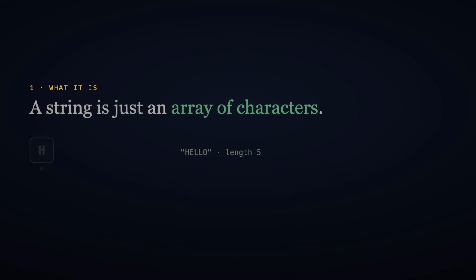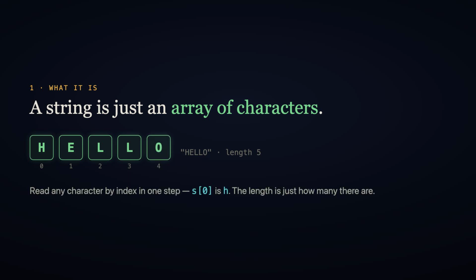Here's the whole secret. A string is just an array of characters. The word hello is 5 characters sitting in a row. H, E, L, L, O. Each at its own index, starting from 0. So everything you already know about arrays carries straight over.